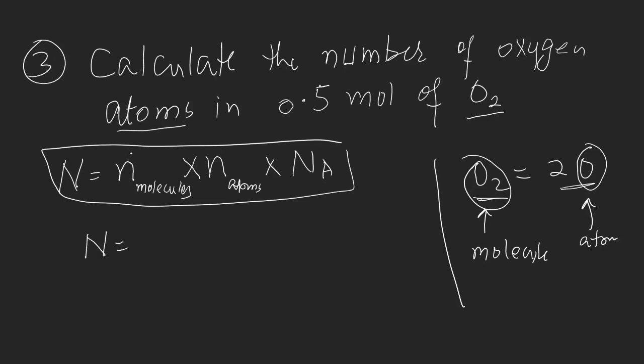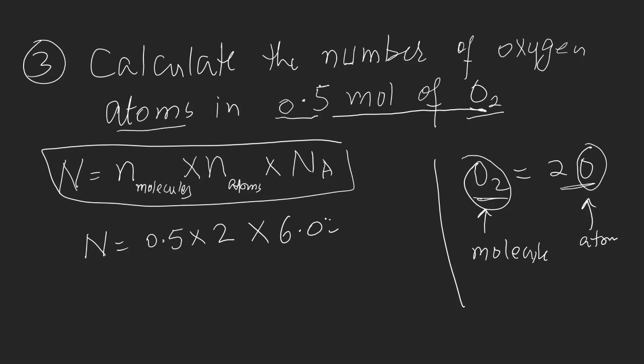Now let's say this one, they want you to find the number of atoms, so N is the question mark. How many moles of molecules are given? 0.5 moles of O2. Because O2 is a molecule, 0.5 mole is the moles of oxygen molecules. Now, in each mole, how many atoms are there? There are 2 atoms, so the number of moles of atoms in each O2 is 2.